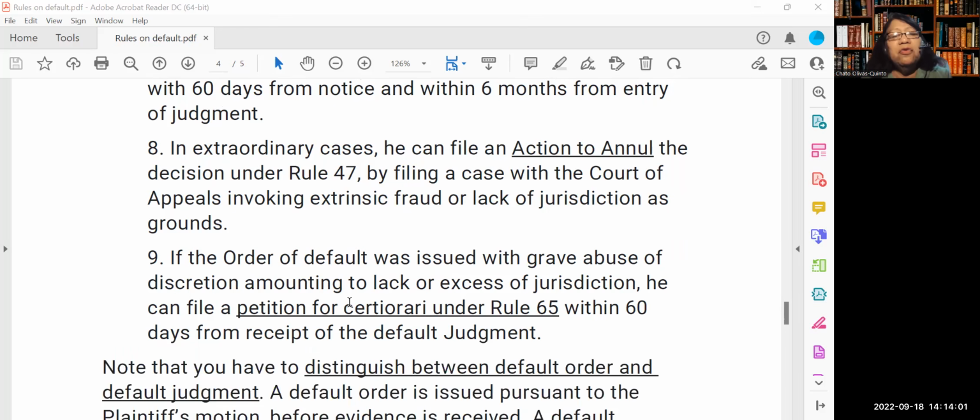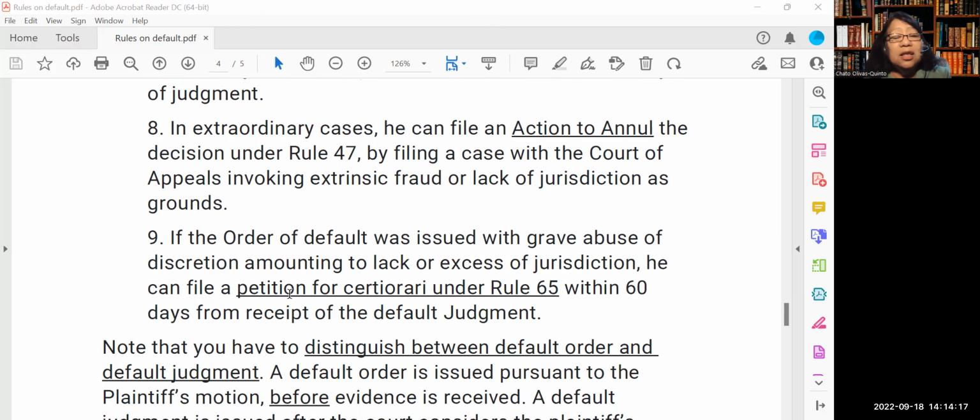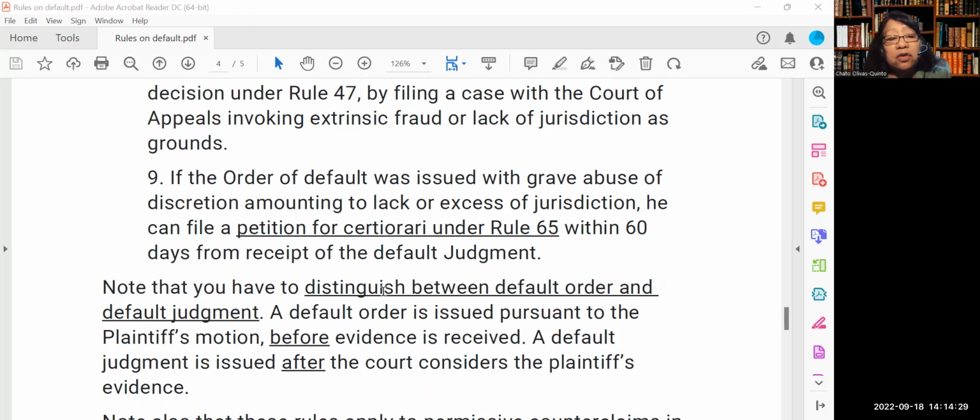Now, if the order of default was issued with grave abuse of discretion amounting to lack or excess of jurisdiction, note here, I'm not talking of the judgment. I'm talking of the order of default, all right, which was issued with grave abuse of discretion. The defendant can file a petition for certiorari under Rule 65 within 60 days from receipt of the default judgment or within 60 days from receipt of the order of default.